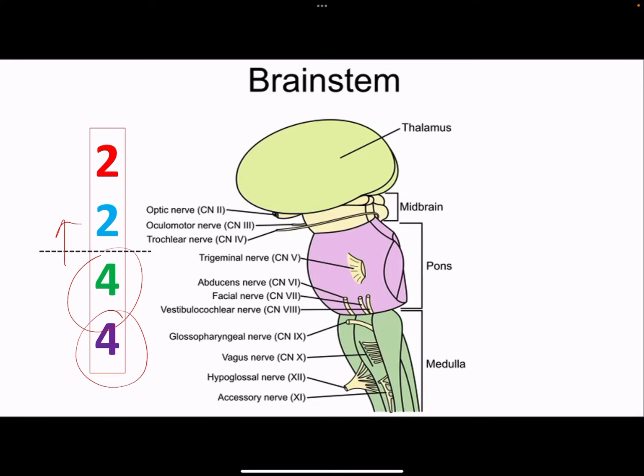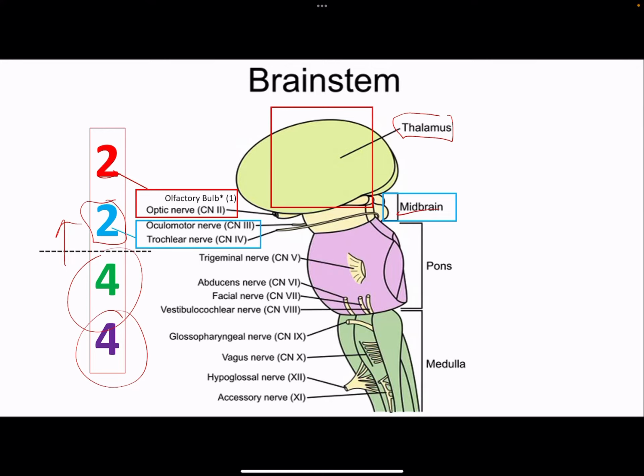We're very specific with the language there, because that means there are actually 2 in the midbrain, and then there are also 2 not really in the thalamus, but coming off of the thalamus and in the limbic system and whatnot. So the olfactory bulb goes to the limbic system. The optic nerve goes right into the thalamus and the lateral geniculate nucleus. Then we have 3 and 4 in the midbrain, 5, 6, 7, 8 in the pons.